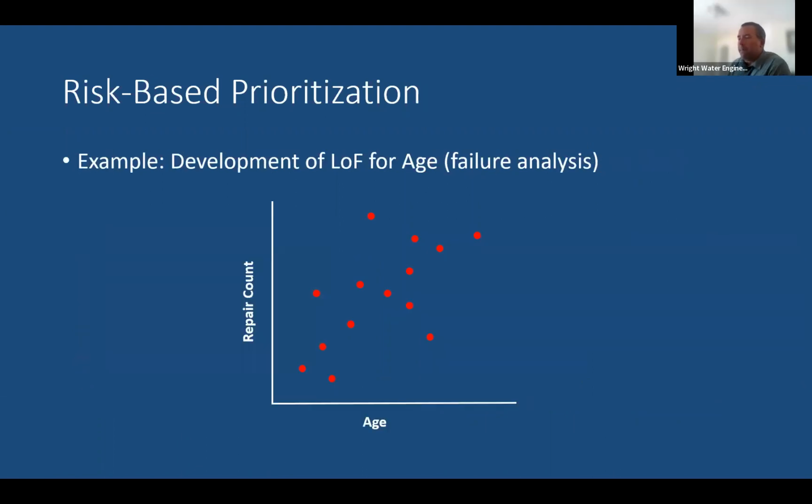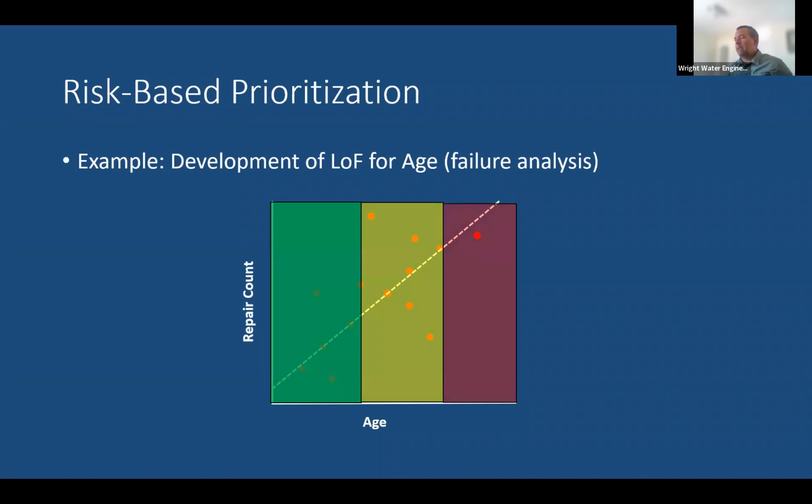framework. Here's just one example where we might use data that we've collected over time to define a likelihood of failure. In this example, what we're showing here is that we've collected a bunch of data of repairs of, let's say, a certain type of pipe, and we can plot those based on the age of the pipe, for example, and how many times we've had to repair that. And then what we can do is divide that up into maybe three different boxes where we apply our rating score.